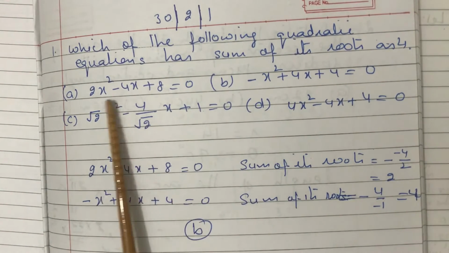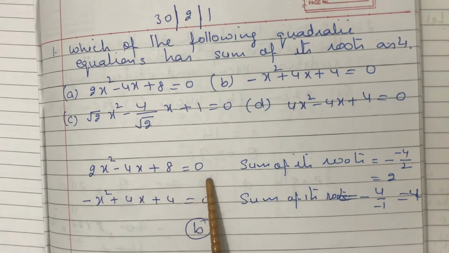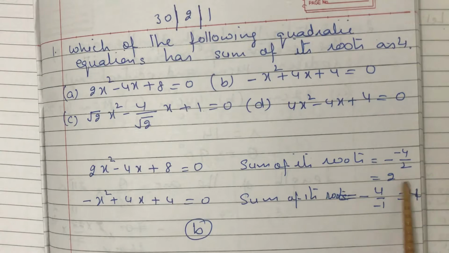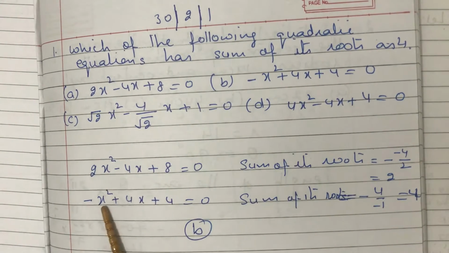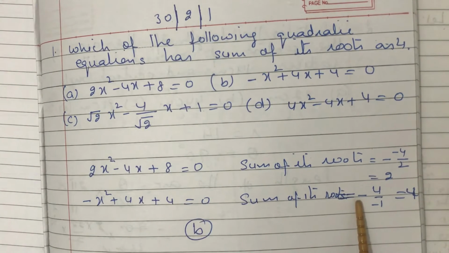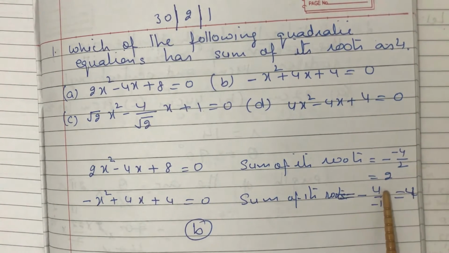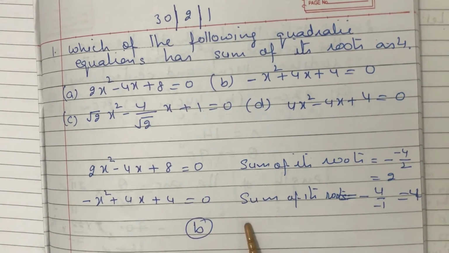So let me start from the A part. 2x square minus 4x plus 8 is equal to 0. Here sum of the roots is 2, so that is not the answer. Now let me discuss the B part. Minus x square plus 4x plus 4. Sum of its roots is minus 4 upon minus 1, that is equal to 4. So B is the option.